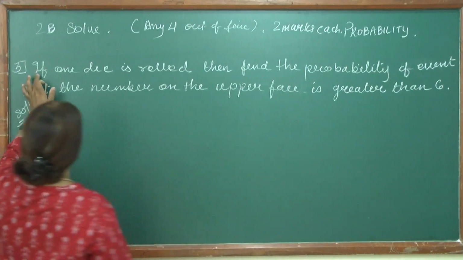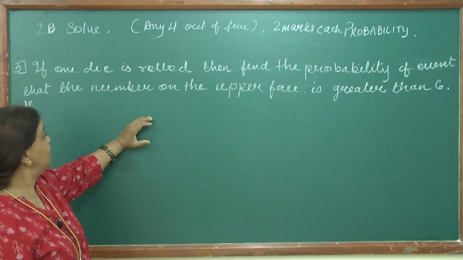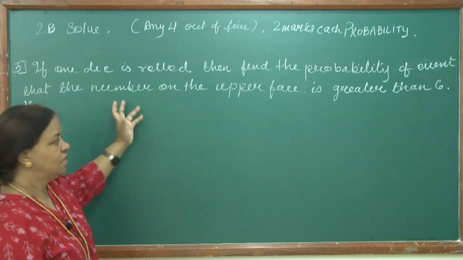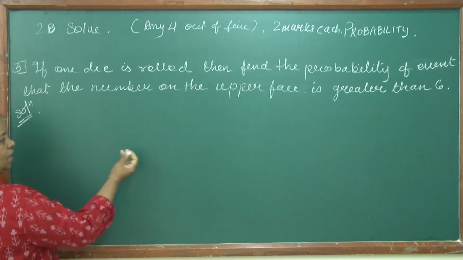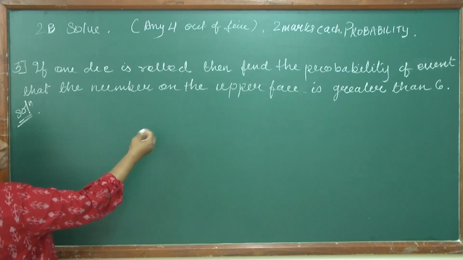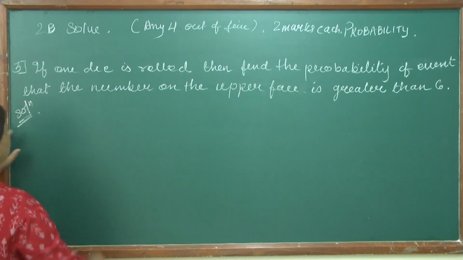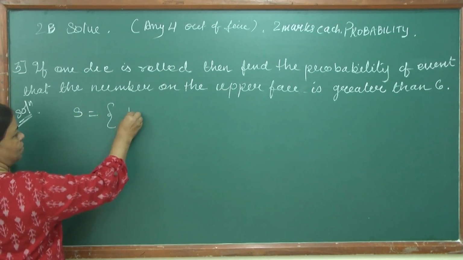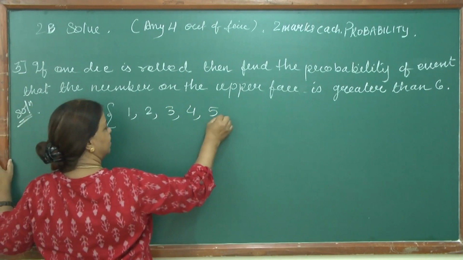Question number 3. If one die is rolled, then the probability of the event that the number on the upper face is greater than 6. Children, I have shown you in the earlier question of 2A what the upper faces are. So if a die is rolled, then what will be the number of elements in the sample space? Let me write the sample space. That would be 1, 2, 3, 4, 5 and 6.